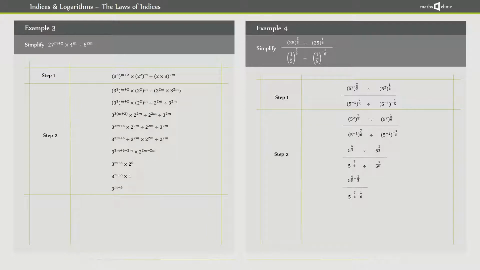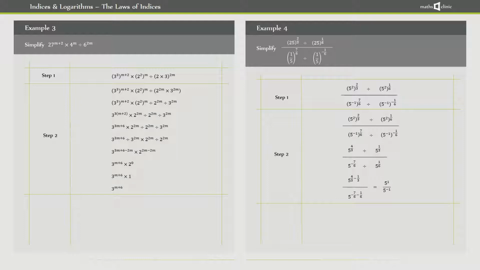And you do the same for the denominator. You have 5 to the power of minus 7 over 6 divided by 5 to the power of 1 over 6. This will give you 5 to the power of minus 7 over 6 minus 1 over 6. Okay, and then when you solve that out, what you have is 5 to the power of 4 over 3 minus 1 over 3 is 1. So you have 5 to the power of 1. And minus 7 over 6 minus 1 over 6 is minus 1. So you have 5 to the power of minus 1.